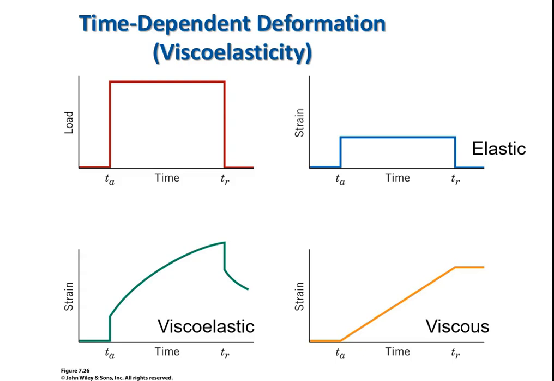So in this case, we are looking at what would happen if we took a material that's viscoelastic and we applied a load. We went from an unloaded state on our red curve on the upper left. And so at time TA, T applied, we applied a load, and the load jumped up, and it was constant, and we held it for some time until TR, meaning T release.